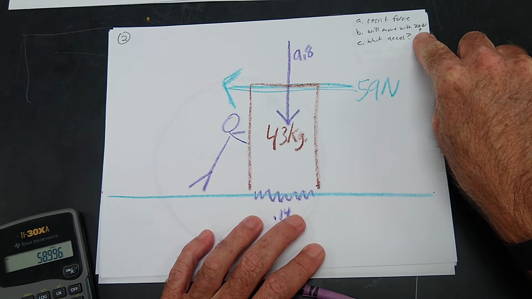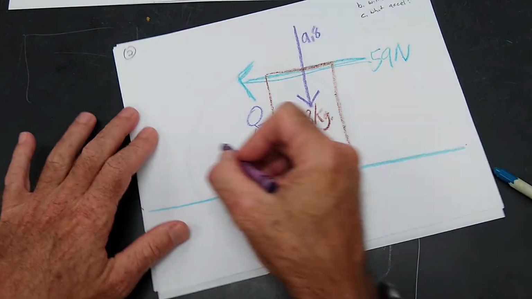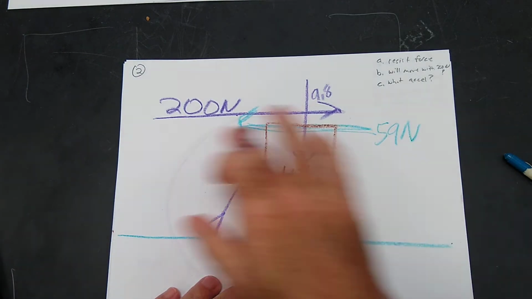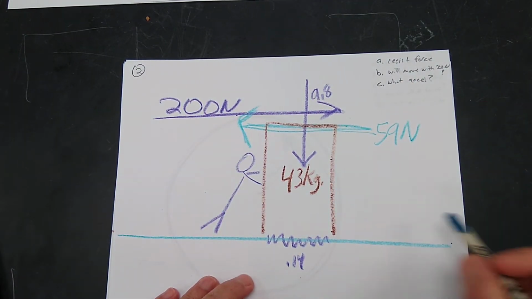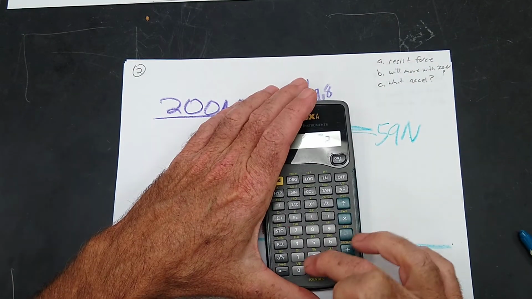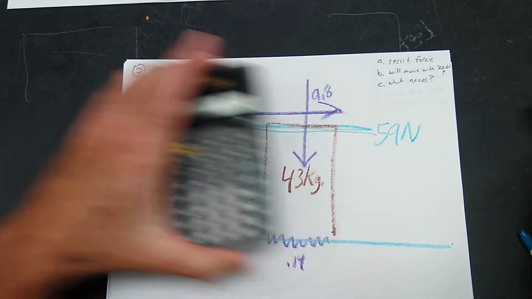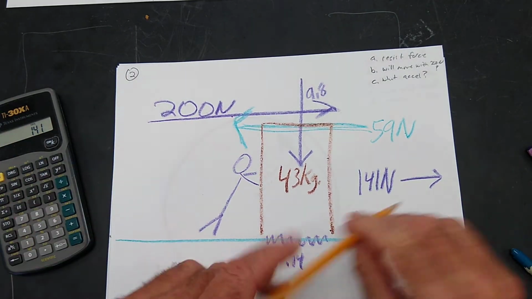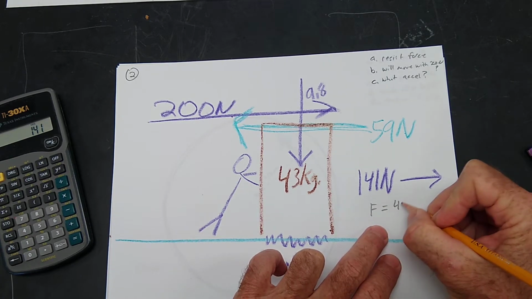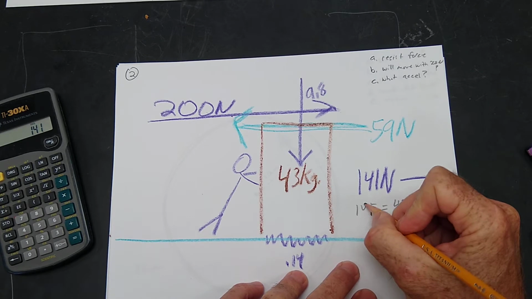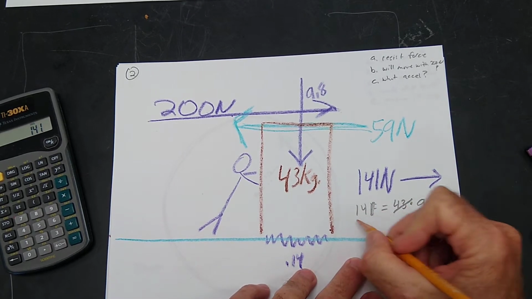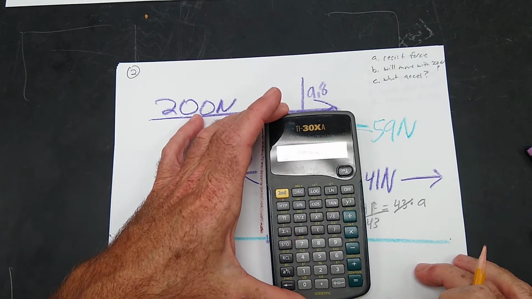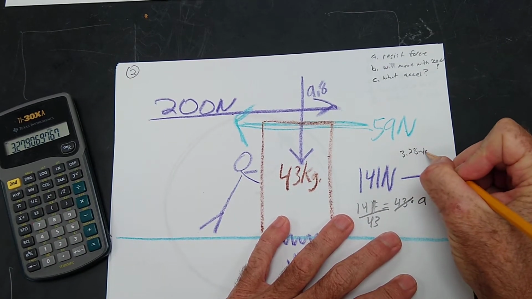Will it move if you push on it with 200 newtons? Yeah. If it's resisting with 59, but you're pushing it that way with 200, then you definitely have more force in the direction to the right. What will the acceleration be? Well, let's find the leftover forces. 200 minus 59 means that we have 141 newtons left over that way. What's the acceleration? We'll just say F equals MA. 141 equals 43 times A. 141 divided by 43 is 3.28 meters per second per second.